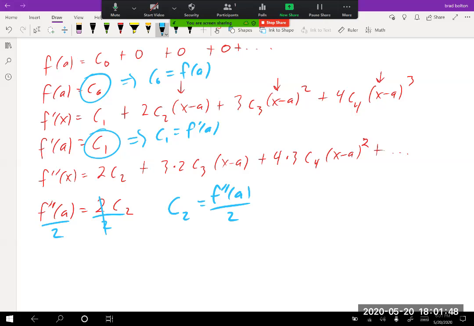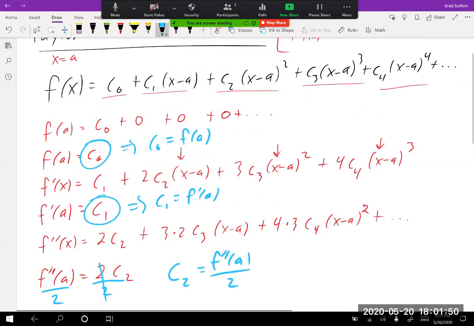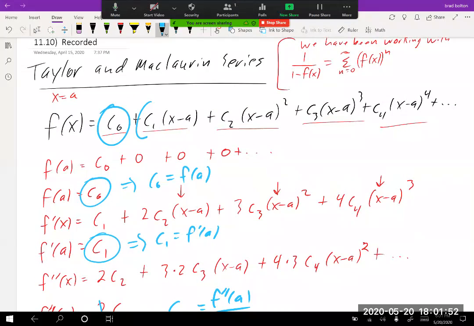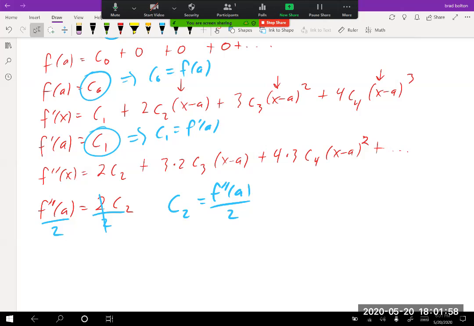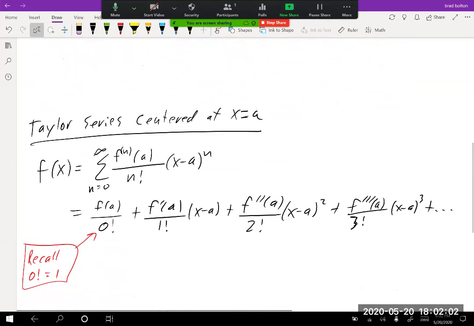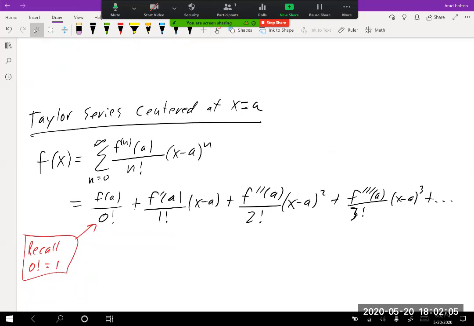So if we go back and we look, these are the coefficients right here, right? I'm able to write the coefficients in terms of f of a and f prime of a, okay? So that leads us to something called the Taylor series, where the Taylor series is a power series, but the coefficients in front are based on the derivatives, okay?